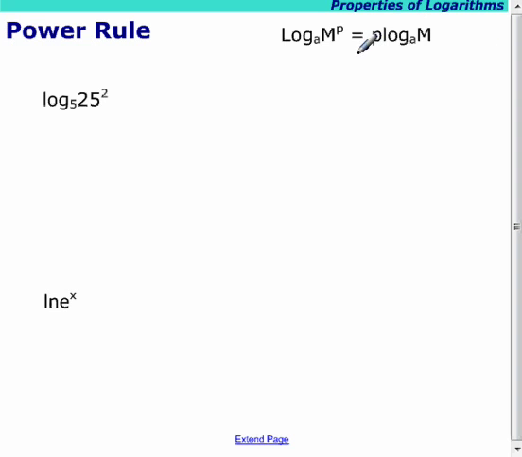On to the power rule. This one, like I said, I really like this one. So here, the question says log base 5 of 25 squared. A number of ways I could do this. I could figure out what 25 squared is. Let's do that. 25 squared, I believe, is 625. And then, to what exponent must I raise 5 to get 625? I think the answer to that is simply 4.